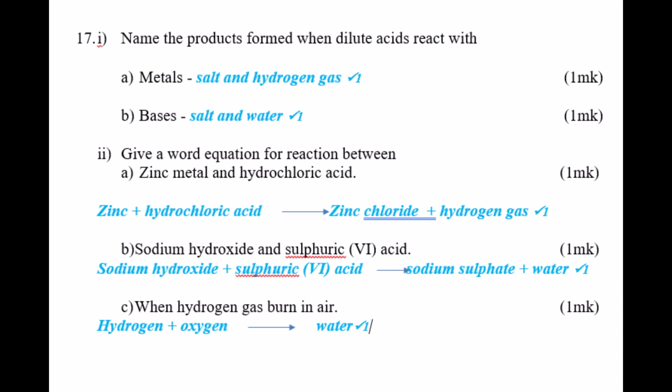Roman 2 of the same question, you're writing word equations. The word equations are as I've written down there. Zinc reacting with hydrochloric acid, you get a salt, zinc chloride, and hydrogen gas. Sodium hydroxide and sulfuric acid, a base and an acid, you get sodium sulfate and water, a neutralization reaction. If you burn hydrogen in air, it forms water. It burns with a blue flame to form water.